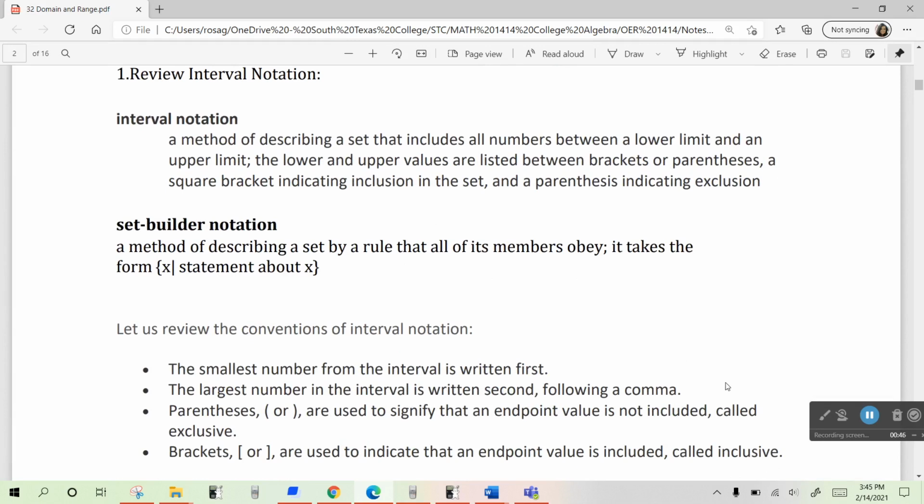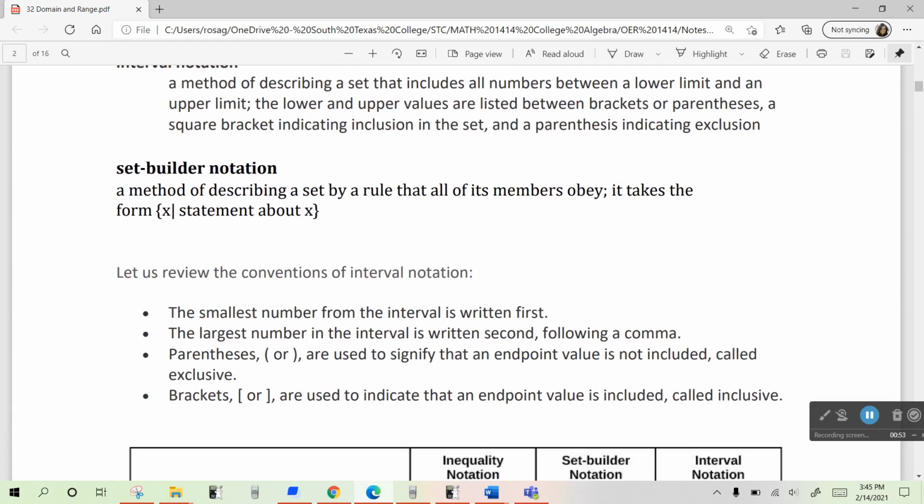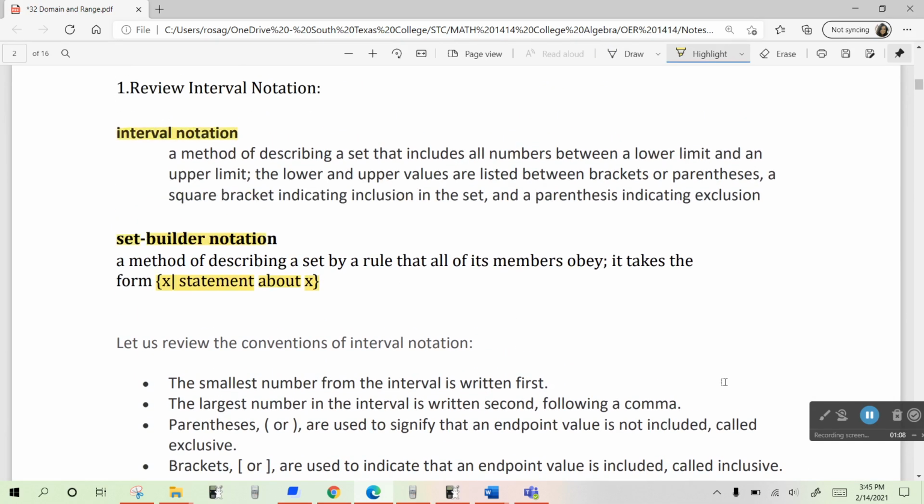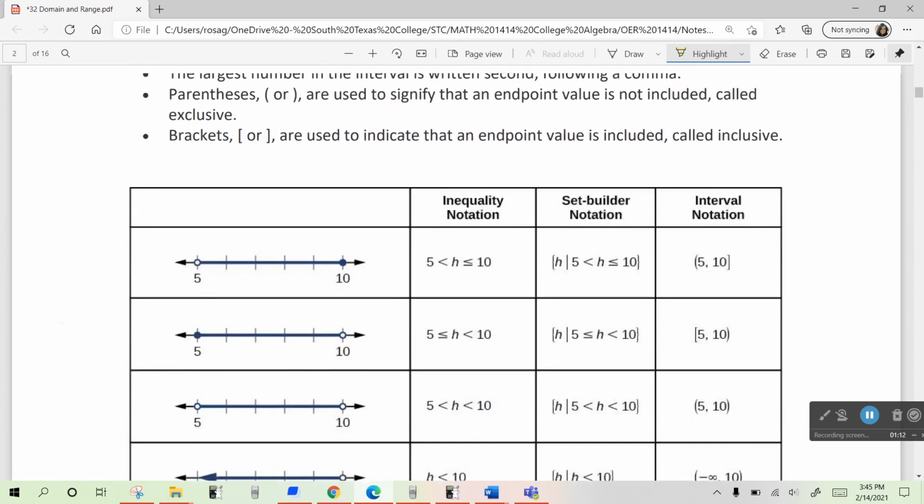Interval notation we've done before. Remember how to review that from inequalities if you need to. And then set builder notation. You always write it like this: x such that, and then you give the conditions for x. So that's what set builder notation will do. And then interval notation from previous sections.